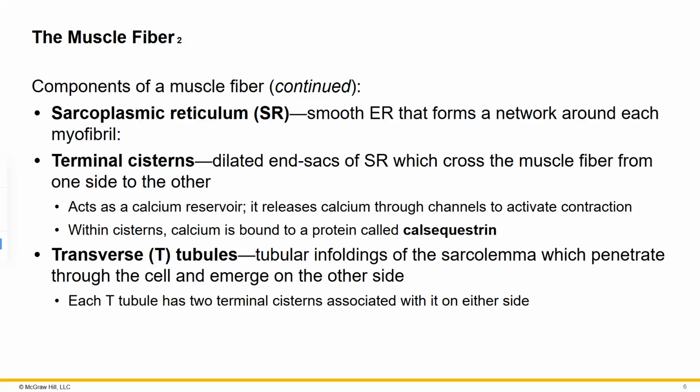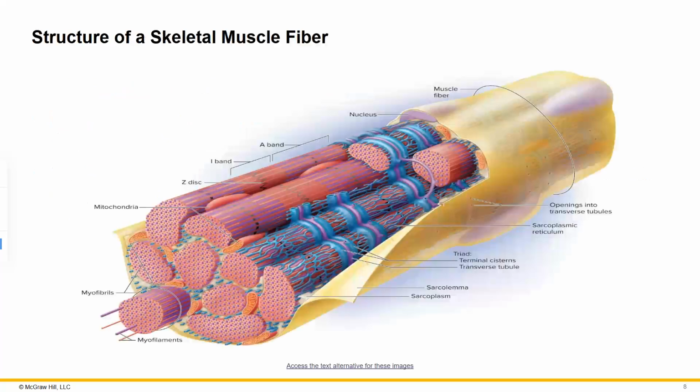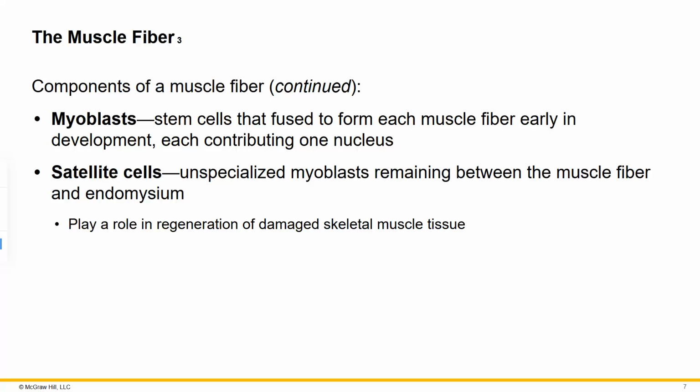Transverse T-tubules are tubular infoldings of the sarcolemma. Remember, the sarcolemma is the cell membrane, which penetrates through the cell and emerges on the other side. Each T-tubule has terminal cisterns associated with it on either side. Those aren't very well pictured here, so we will talk about those once we get a little bit further on with the pictures.